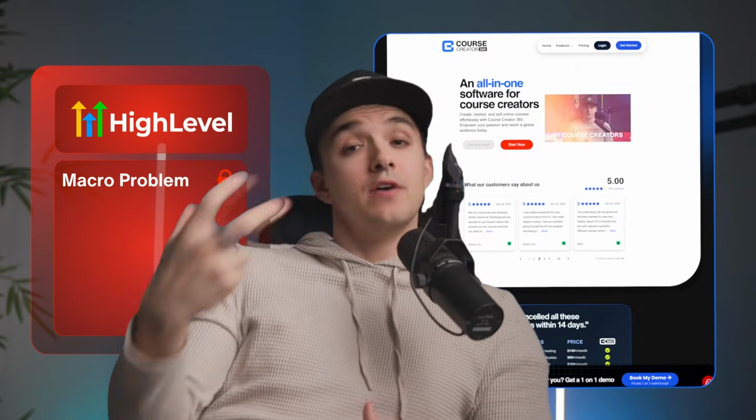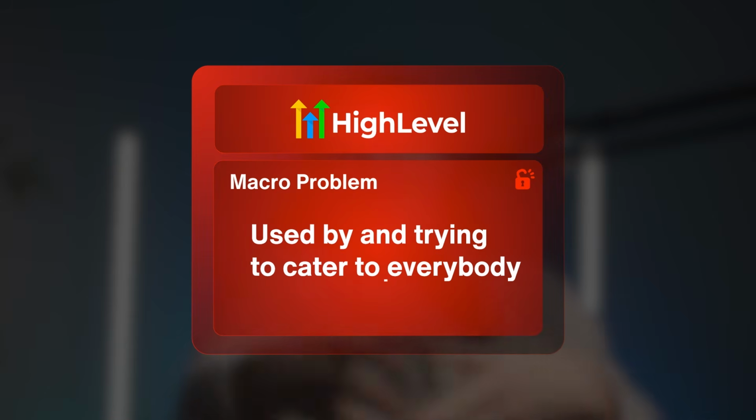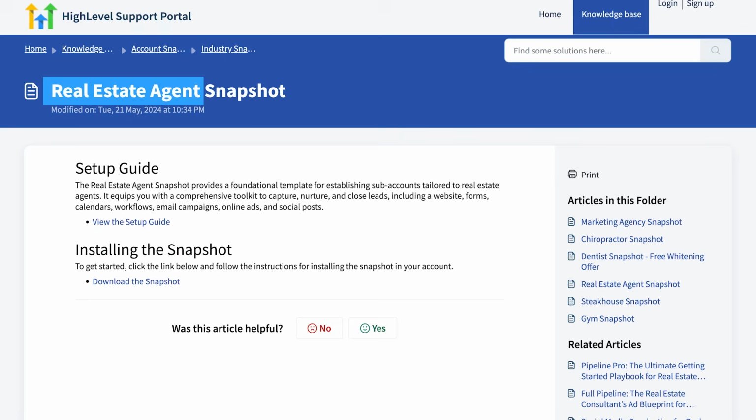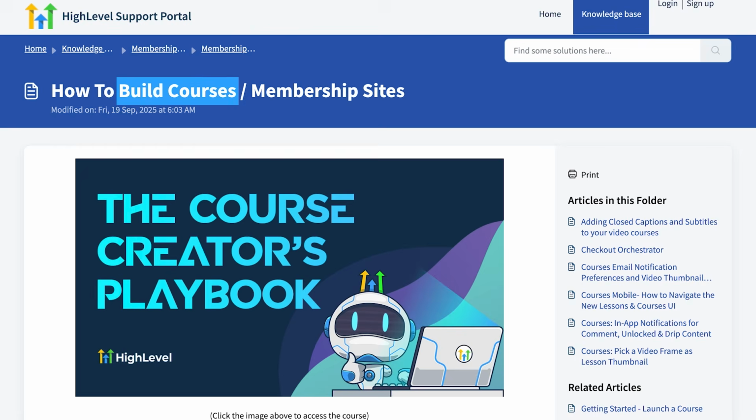Now, before I jump into those 6 categories, we have to talk about the macro problem with GHL as a whole and why it necessitated the launch of our own software, CC360, in the first place. GHL is used by and is trying to cater to everybody: hair salons, dentists, real estate agents, chiropractors, restaurants, mortgage brokers, agency owners, course creators, everybody.